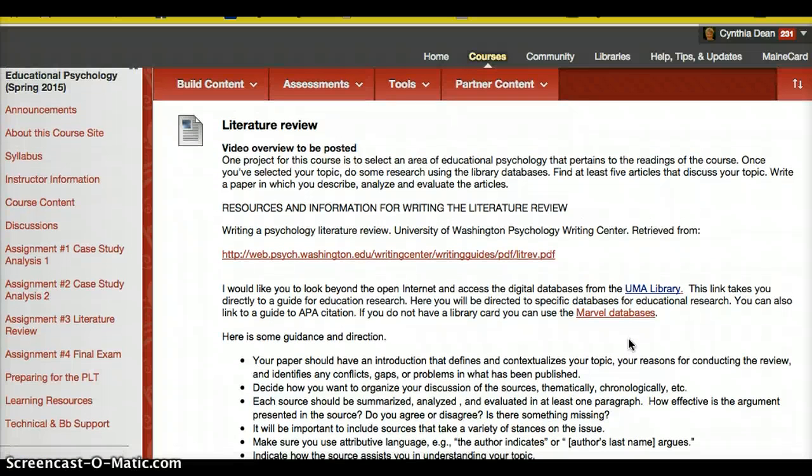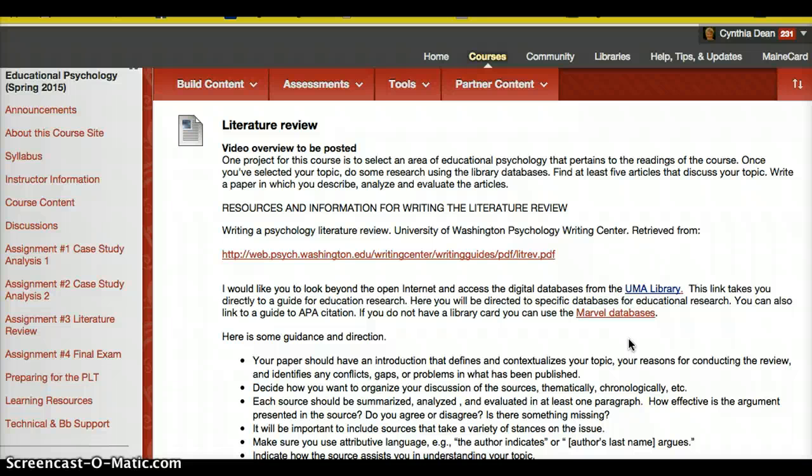So what's the topic of your literature review? It needs to be an area of educational psychology that pertains to what we've looked at throughout this course. So, I mean, it could be any of the large, broad topics that we've looked at. It could be a smaller aspect of that. It could be about finding out about a theorist. It could be about looking at a particular psychologist and anything, really, as long as it pertains to educational psychology and it's something you want to know more about or you have a question about.